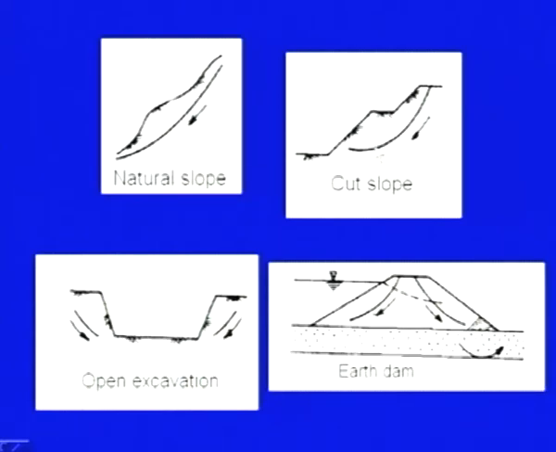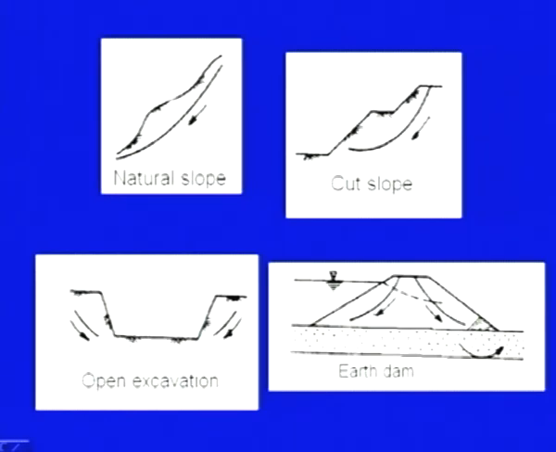It is a cut slope in a man-made structure. So, there is a cut, it may be in a hill or it may be in a canal, something like that, and this particular mass, you can see here, is trying to move in this direction. So, it can come out here. Here is an example of open excavation, maybe a canal or maybe some other excavation.